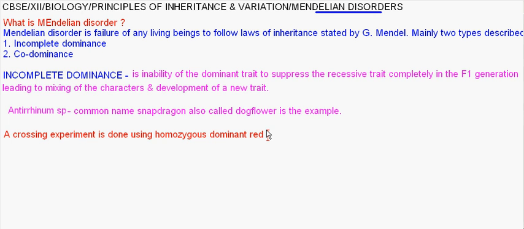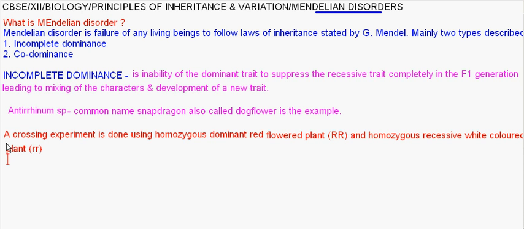that is written as capital RR, and a homozygous recessive white colored plant that is shown as small rr. Now, how to form the checkerboard and how to write capital RR into small rr, which means mating, crossing, something like that.